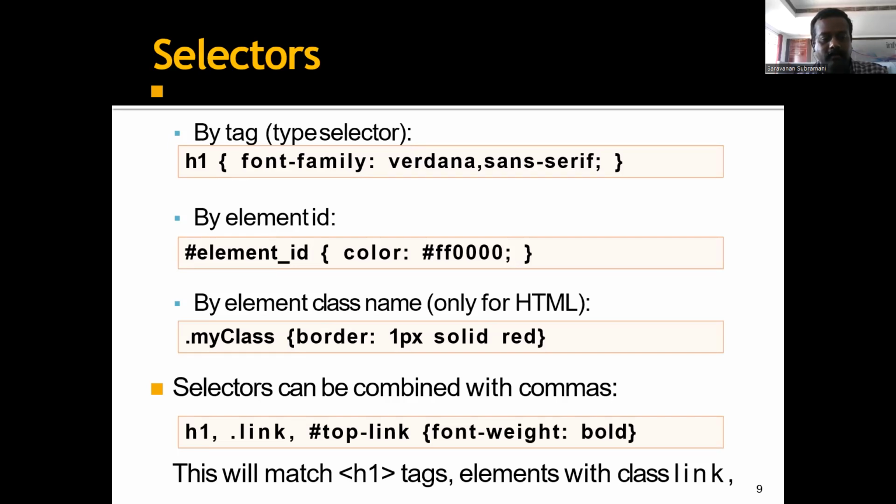Okay. And selectors can be combined with commas. We have to use commas to list tag names, ID names or class names. Each one is a separate selector, and for all of them we provide the same settings.